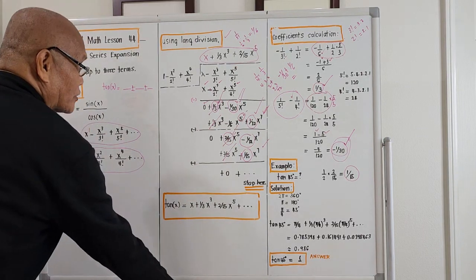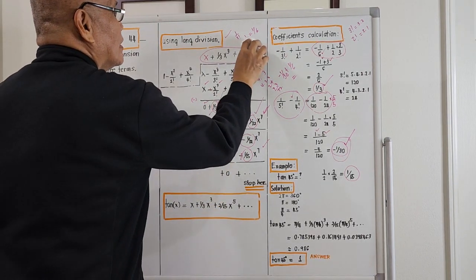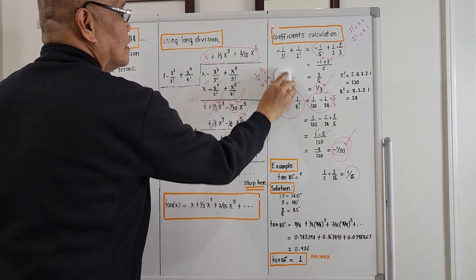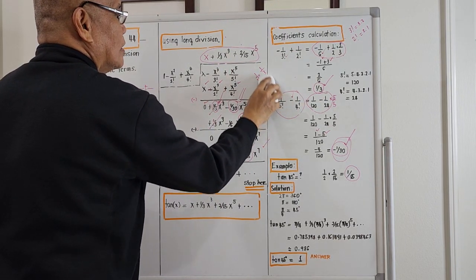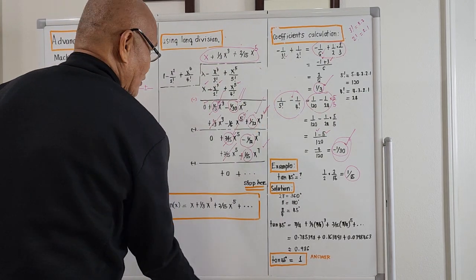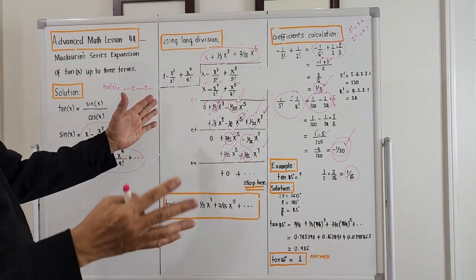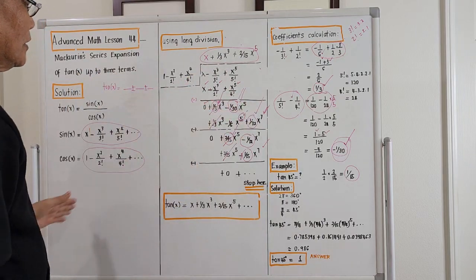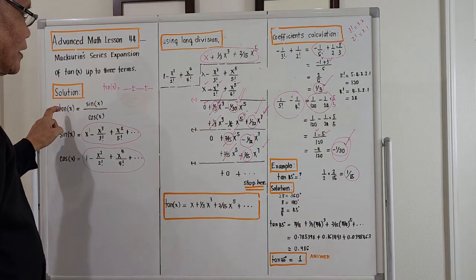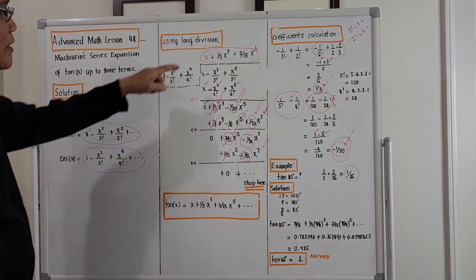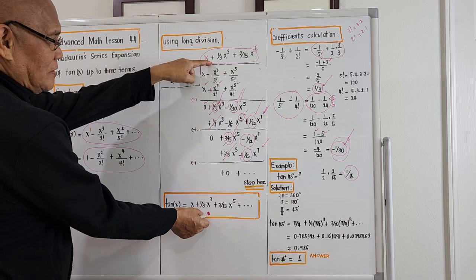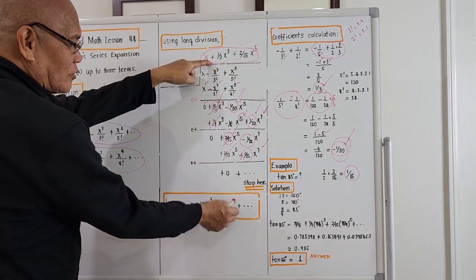Okay, I will erase this one so it looks good. Right? So after long division, after bringing out 3 terms on the resulting answer, therefore now the equivalent of tangent of x will be x plus 1/3 x cubed plus 2 over 15 x to the 5th.